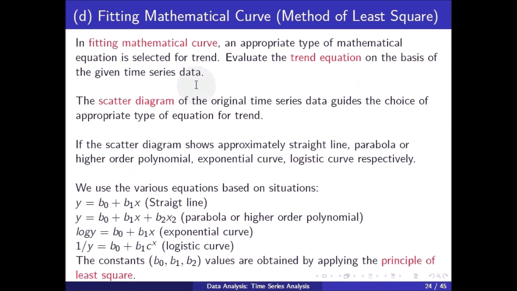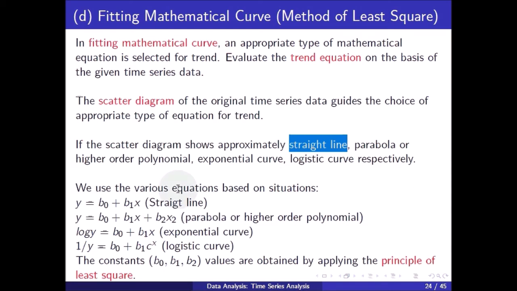Now, fitting a mathematical curve, which is also called the method of least squares. In fitting a mathematical curve, an appropriate type of mathematical equation is selected for the trend. Evaluate the trend equation on the basis of the given time series data. The scatter diagram of the original time series data guides the choice of the appropriate type of equation for the trend. If the scatter diagram shows approximately a straight line, parabola or higher order polynomial, exponential curve, or logistic curve, respectively.